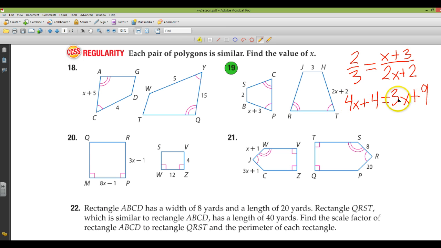and solve for x. So subtract 3x from both sides. So we get x plus 4 is equal to 9, and subtract 4 from both sides, and x is equal to 5.